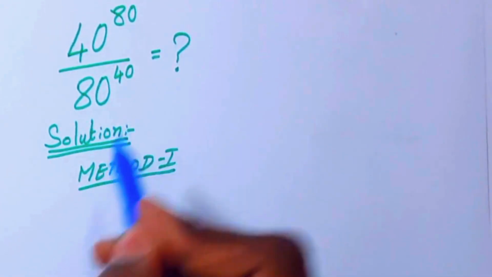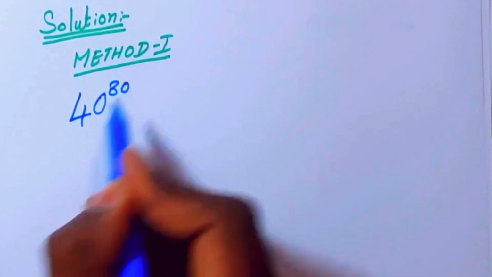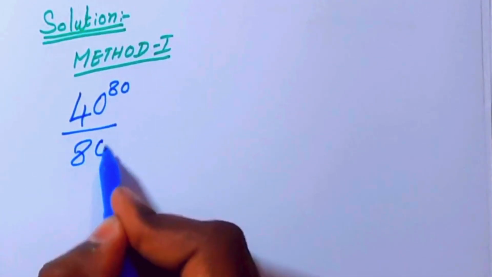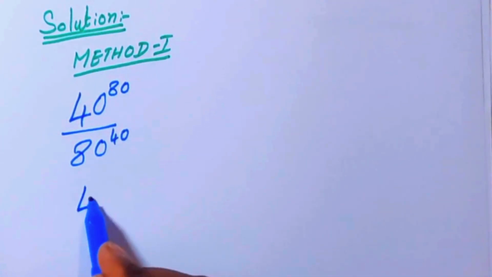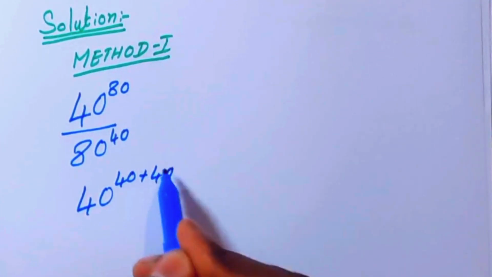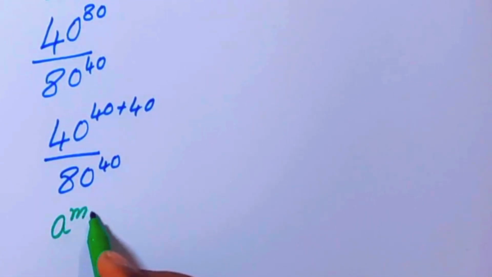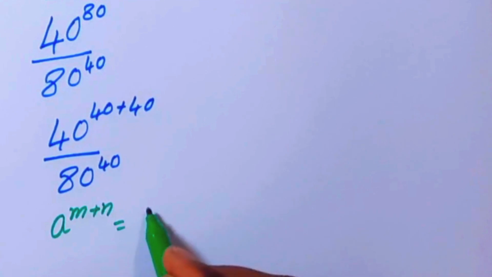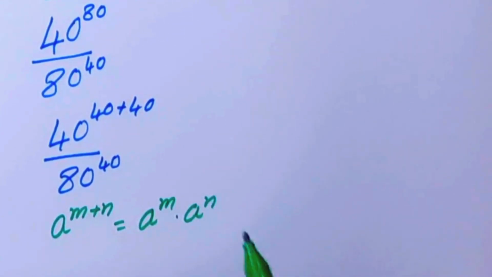Today we are going to solve this problem. Solution method 1: 40^80 by 80^40. The power 80 can be expressed as 40^(40+40) by 80^40. We use the rule a^(m+n) = a^m times a^n, and we are going to apply this here.